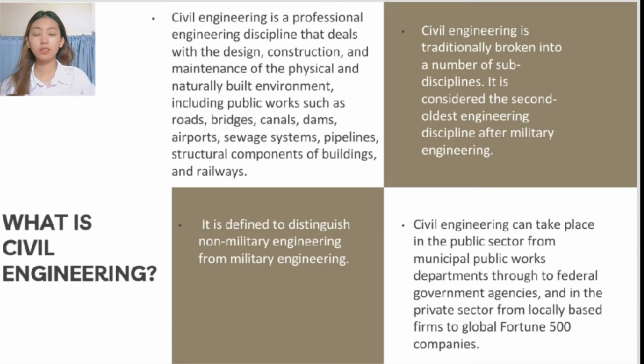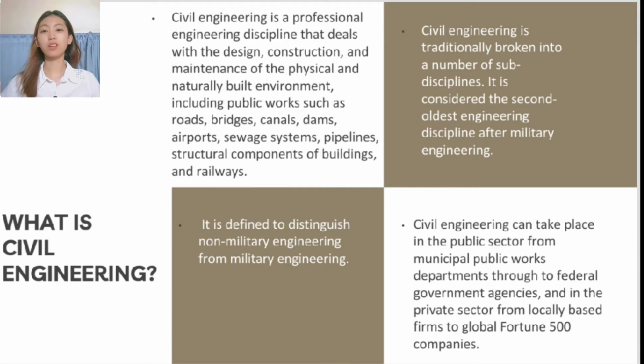First, we will tackle the history of civil engineering. What is civil engineering? Civil engineering is a professional engineering discipline that deals with the design, construction, and maintenance of the physical and naturally built environment, including public works such as roads, bridges, canals, dams, airports, sewage systems, pipelines, structural components of buildings, and railways.